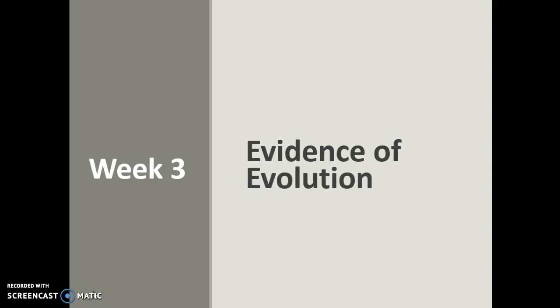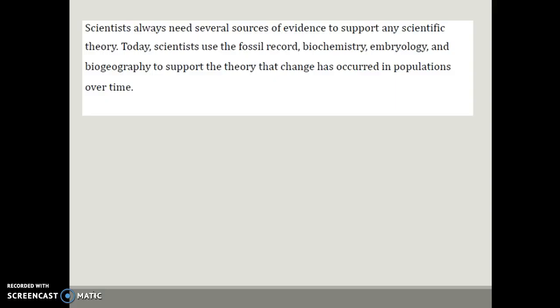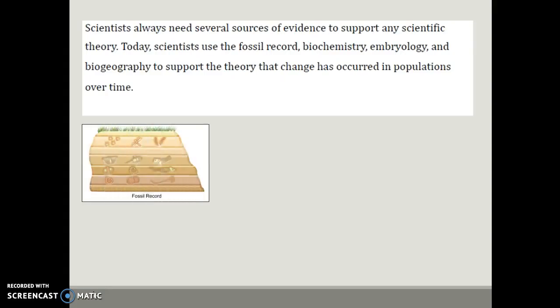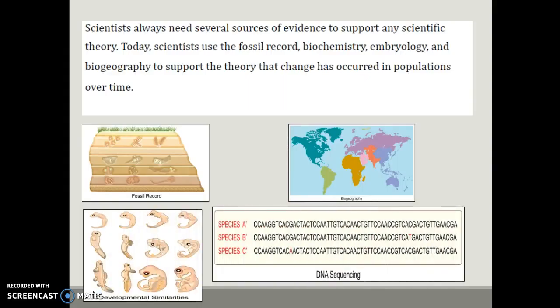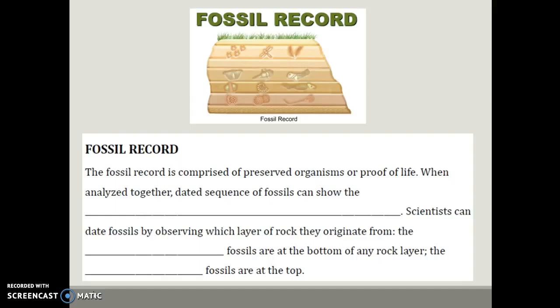Okay, so today we're going to review the notes for evidence of evolution. Scientists always need several sources of evidence to support any scientific theory. Today, scientists use the fossil records, biochemistry, embryology, and biogeography to support the theory that change has occurred in populations over time. In other words, to support the theory that evolution happened.